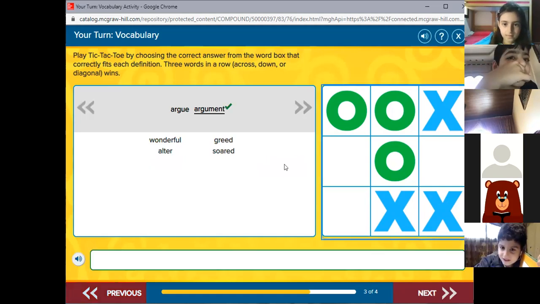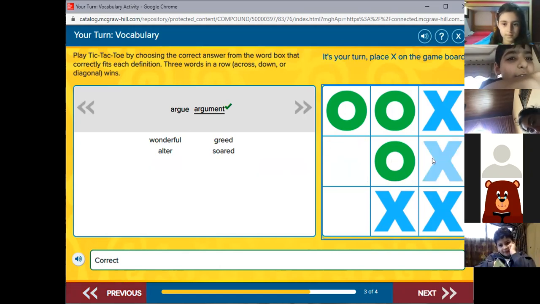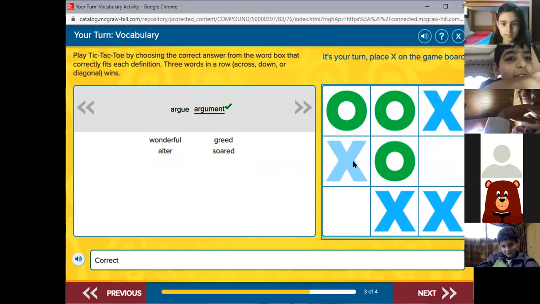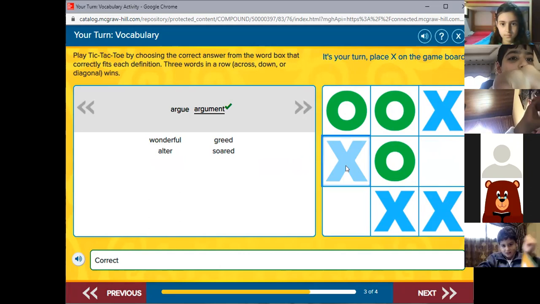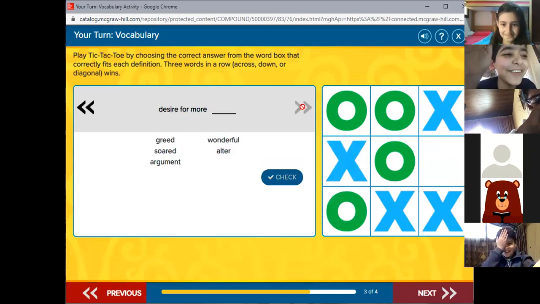Where do you want to put the X? Fantastic. I'm gonna put it behind the O. Not here, here. Top left. Yes, top left. Okay. No, not here. Yes, here. Okay. I'm gonna lose.